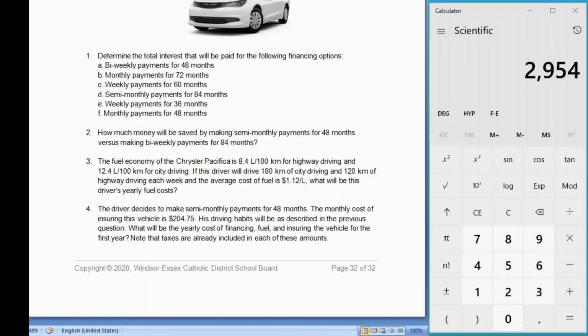Question 2, how much money will be saved? Well, this is like the support question we did, where you're going to have to calculate how much you'd save, by determining the two other payment options and subtracting the greater one from the lesser one. Determining fuel economy is similar to the other fuel economy questions, so I won't redo that one.